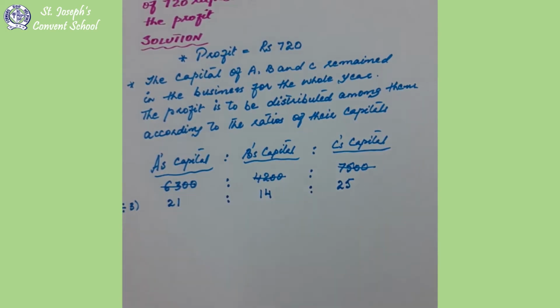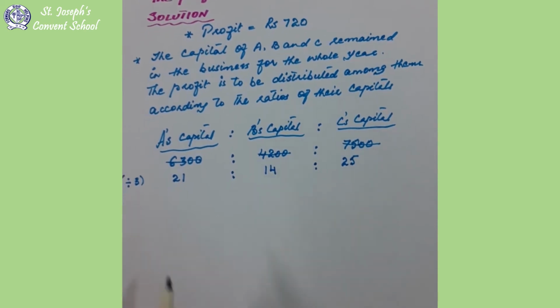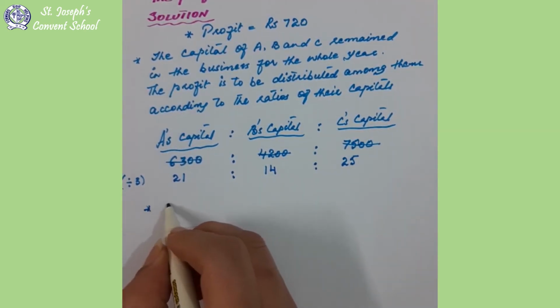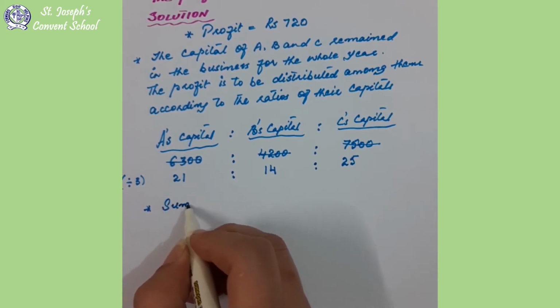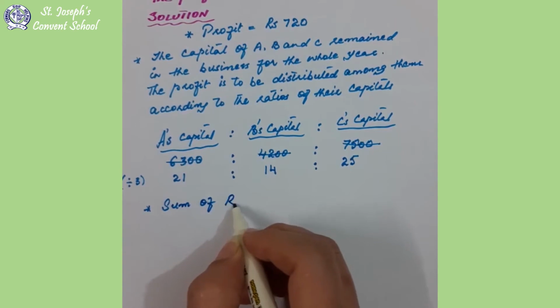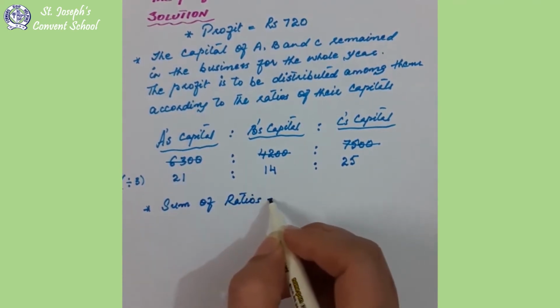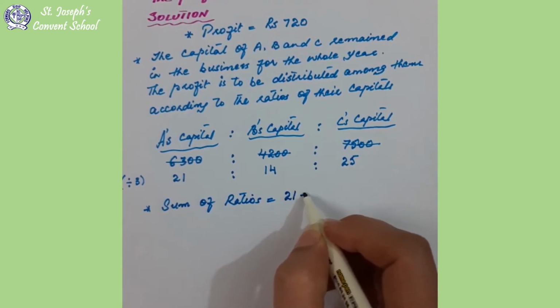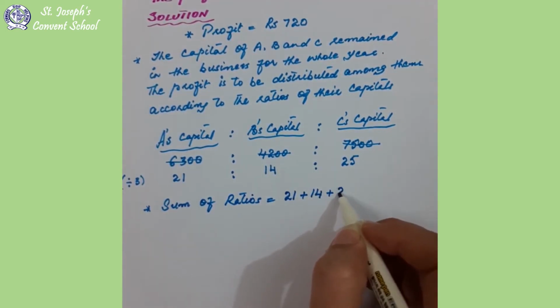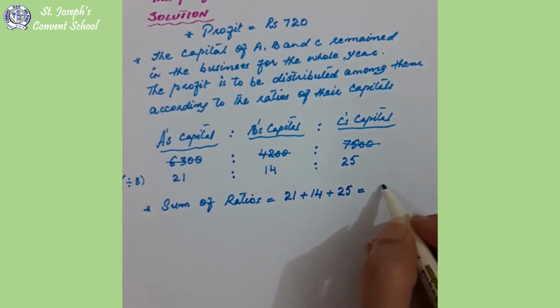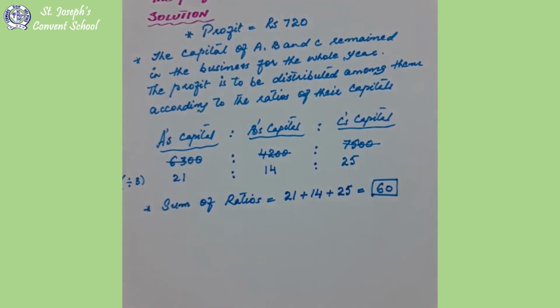Now, after reducing it, find the sum of ratios. Add all these: 21 plus 14 plus 25. With a calculator you can add, and the answer will come 60. So we have added all these. Now let's find each one's share, A, B and C. Let's find A's share first.